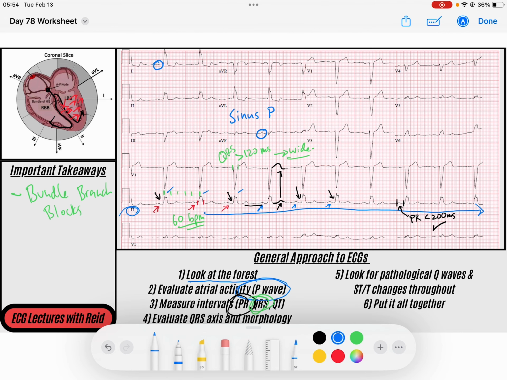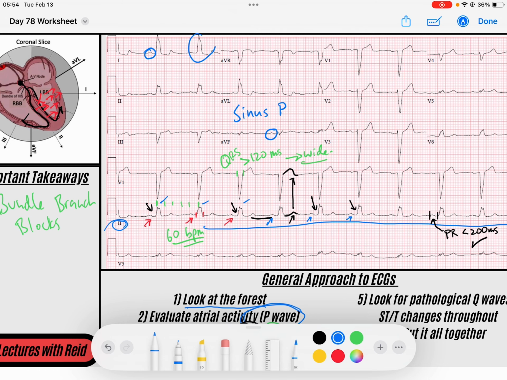And so what you do notice is that for my QRS, first thing I'll do is maybe do my axis. My axis is upright in lead 1.